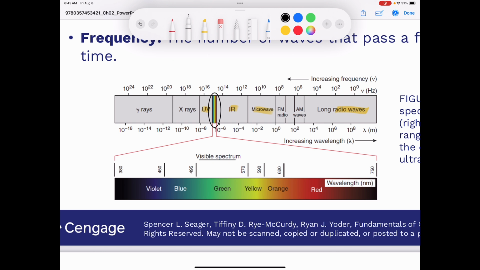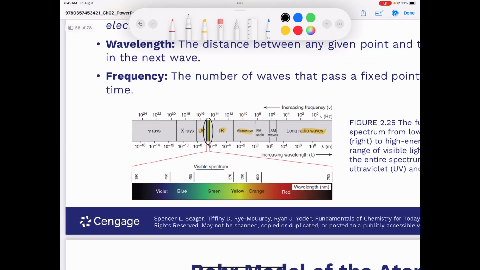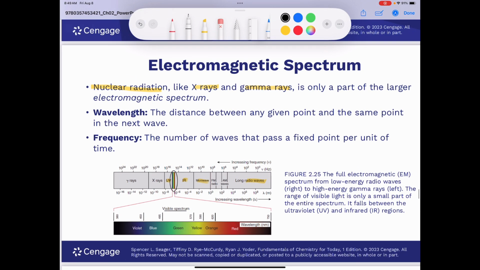And you can see here that on this diagram, we have frequency, we have wavelength, and I'm going to explain wavelength and frequency, and I'm going to discuss with you how that relates to energy. So let's start with wavelength. And wavelength is the distance between any given point and the same point in the next wave.